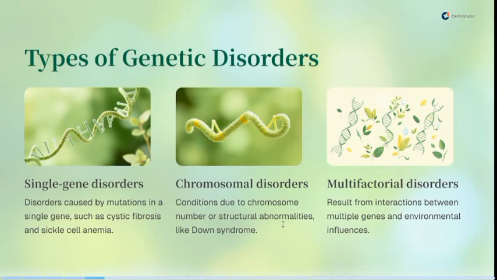Chromosomal disorder is a condition that is due to chromosome number or structural abnormalities, like Down syndrome. That's an example of chromosomal disorder. We also have multifactorial disorder. This one is a result of interaction between multiple genes and environmental influence. So this is a kind of disorder that happens not just by the gene but also by environmental effects. So there are different causes for this kind of disorder.